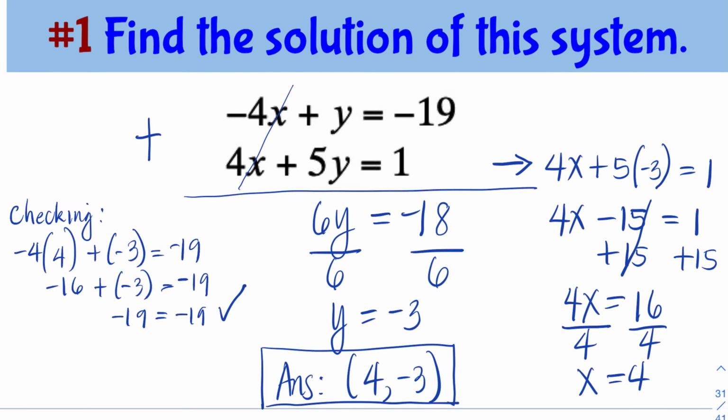We also have to check for 4, negative 3 with the second equation. So we have 4 times 4 plus 5 times negative 3, is it equal to 1? So we have 16 plus negative 15 is equal to 1. And 1 is equal to 1. So it is true for both equations.